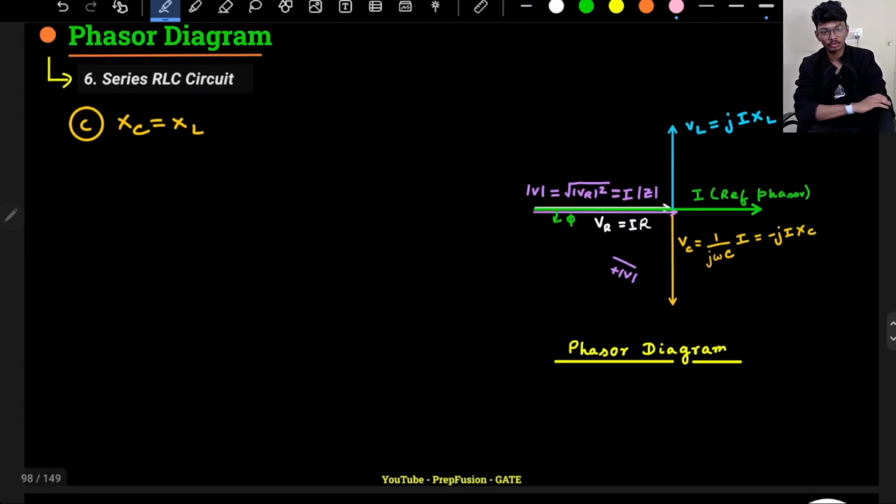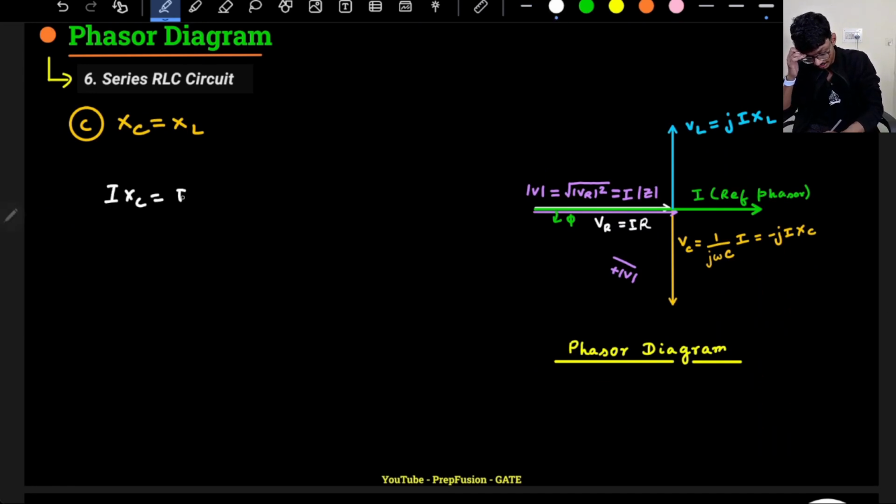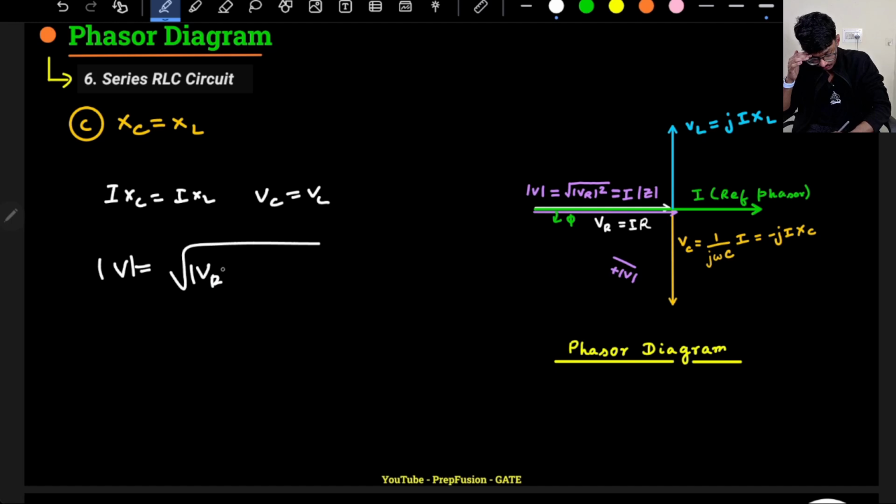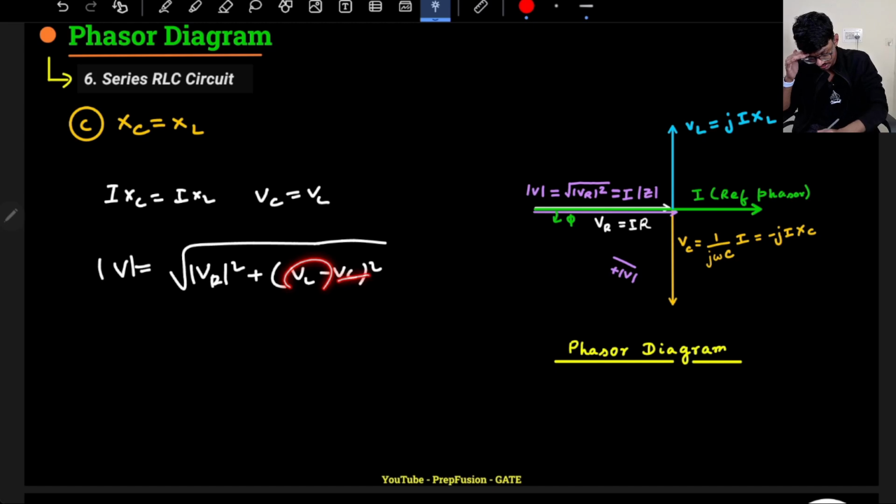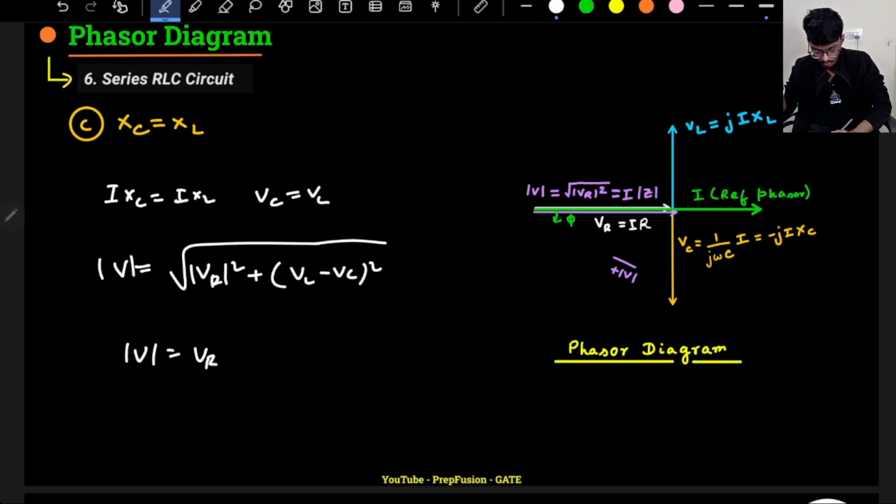Now there is a third case where both of them are equal. If both of them are equal, basically both are cancelling each other out. So if XL is equal to XC, then my I into XC is equal to I into XL. That means my VC is equal to VL. What is the magnitude of V? The formula was the square root of VR whole square plus (VL minus VC) whole square, right? So this becomes 0 because VL is equal to VC. So ultimately, magnitude of V is equal to VR only.